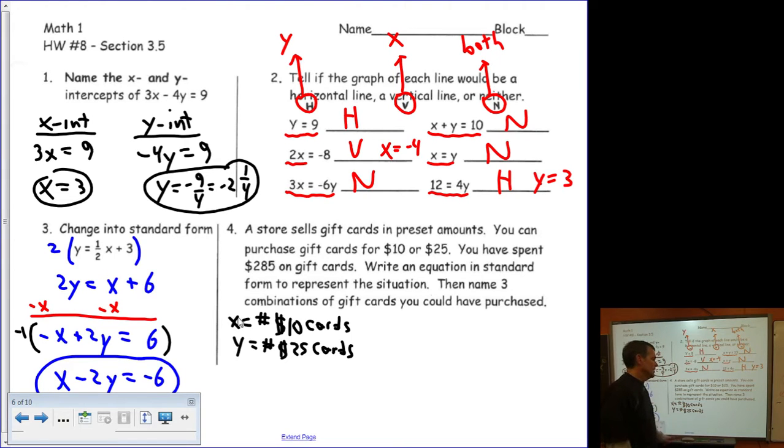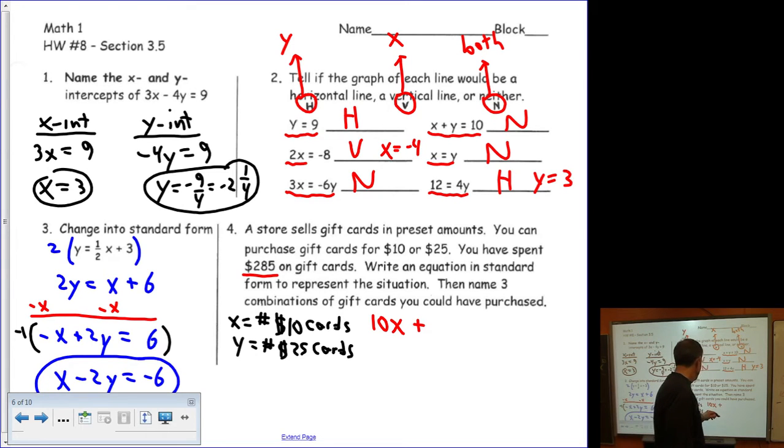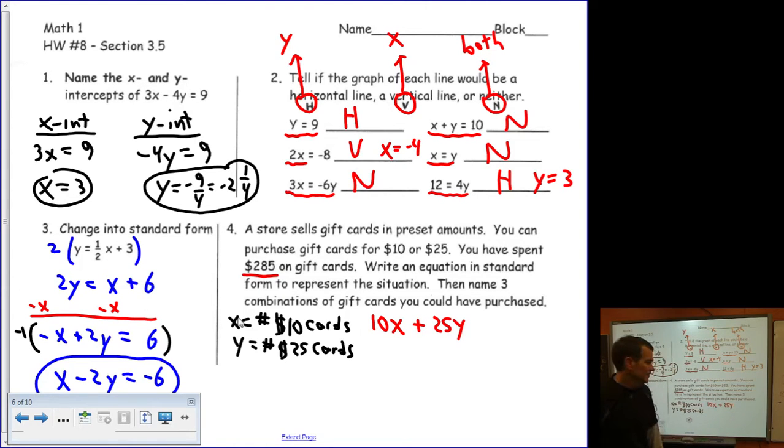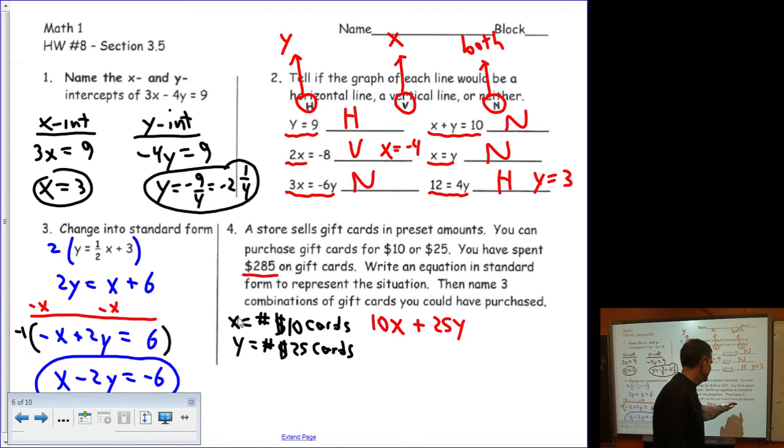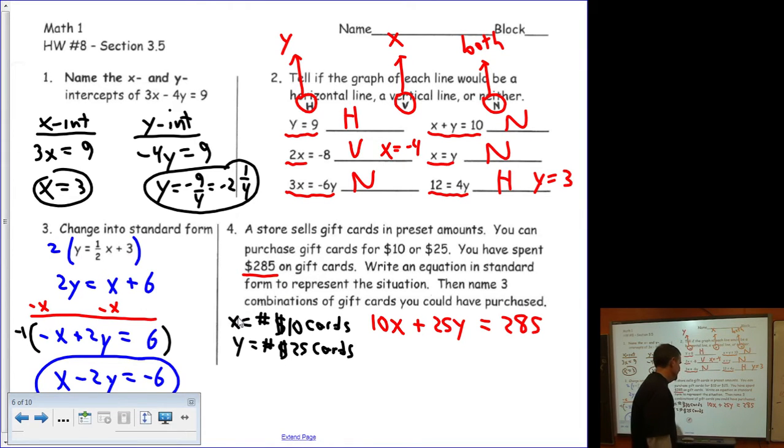All right, I now feel like I'm ready to write an equation. I have $285 to spend. So the number of $10 cards that I buy times 10, that would be the cost of all the $10 cards, plus the number of $25 cards that I buy times 25. That would be the total cost of all the $25 cards. That is going to equal $285. And that would be my equation. I've written an equation in standard form to represent the situation.